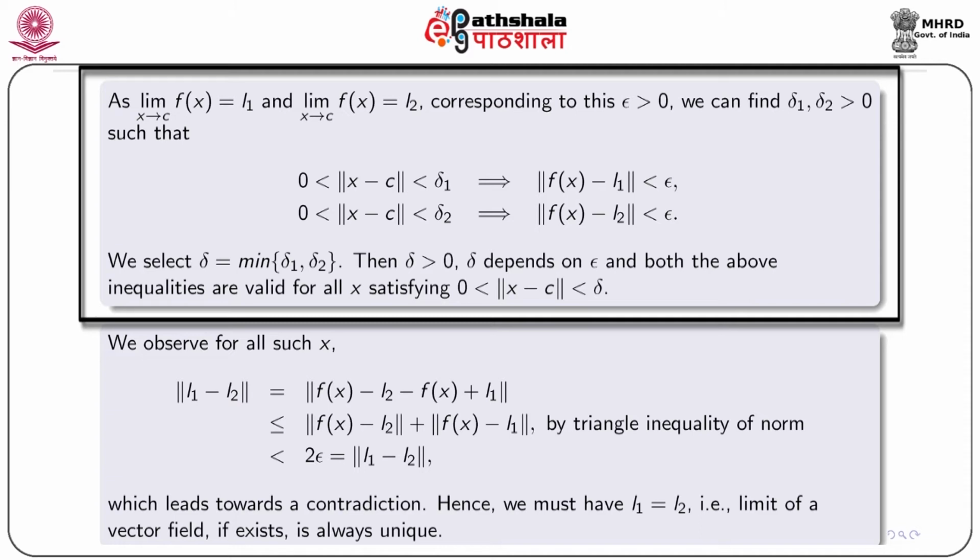First of all, delta is the minimum of two positive quantities. So, delta must be positive. Delta 1 and delta 2 both are dependent on epsilon and delta is their minimum. So, delta is also dependent on epsilon.